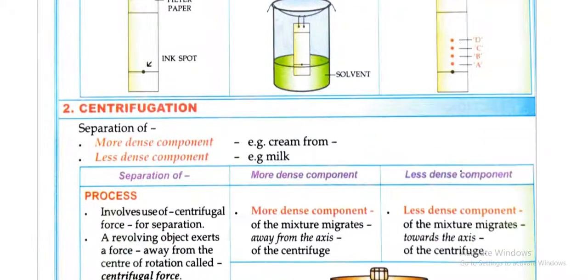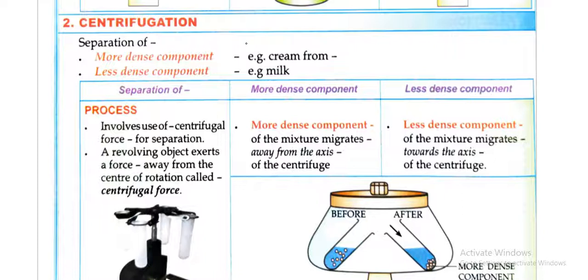Next is centrifugation. What happens in centrifugation? Students, here two types of components are there. One will be more dense, means more heavy, and another will be less dense, so less heavy. For example, we want to separate the cream from the milk. Sorry, cream is less dense and milk is more dense.